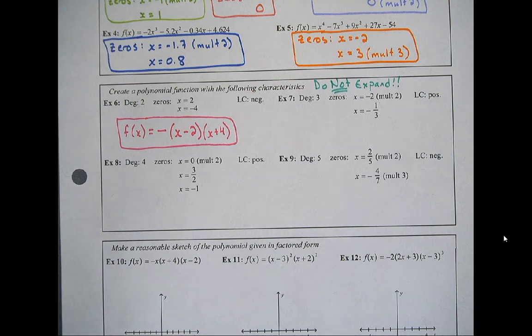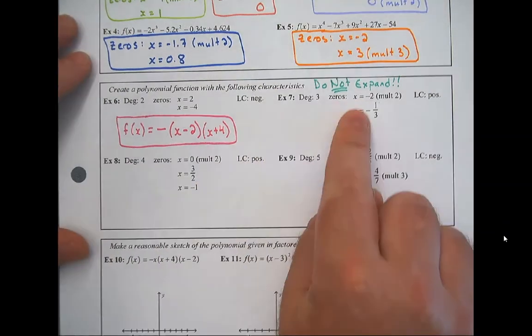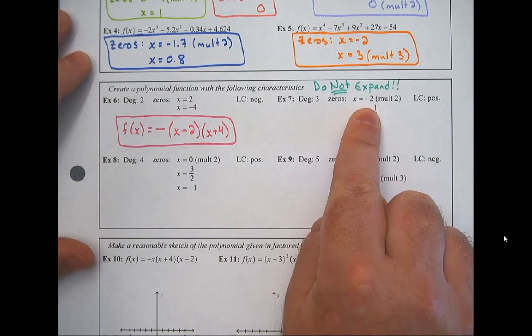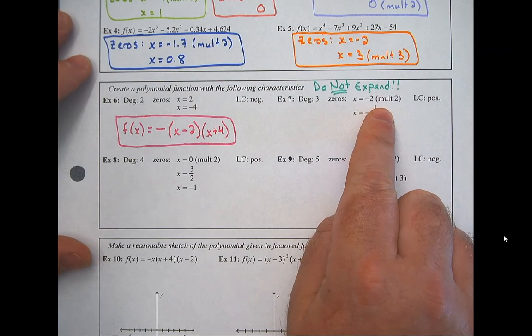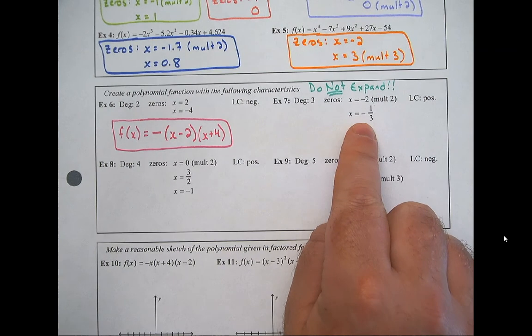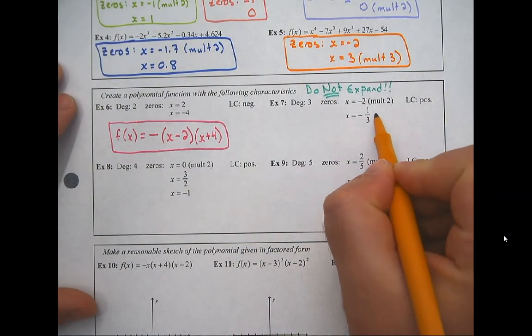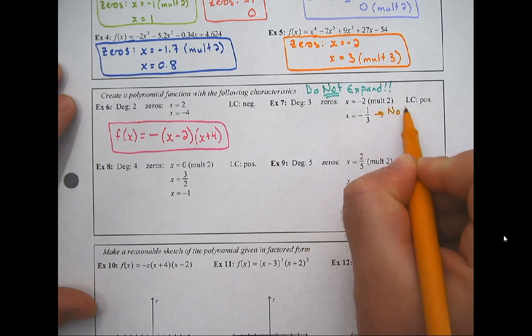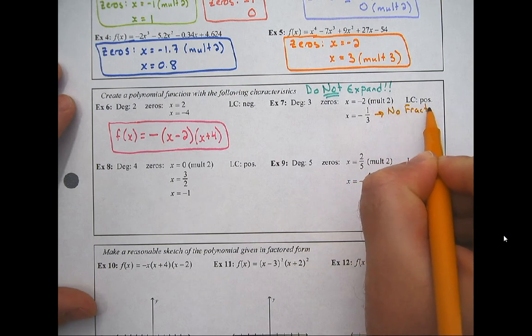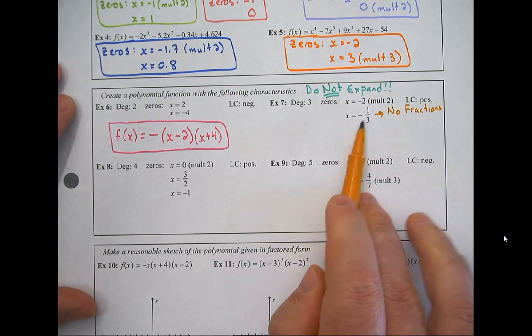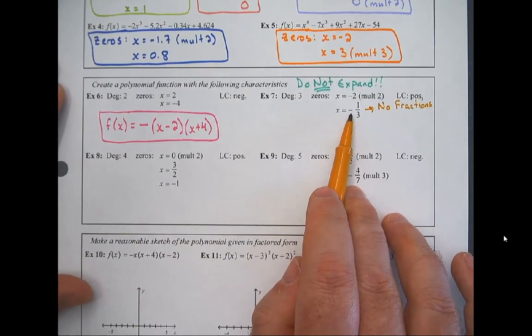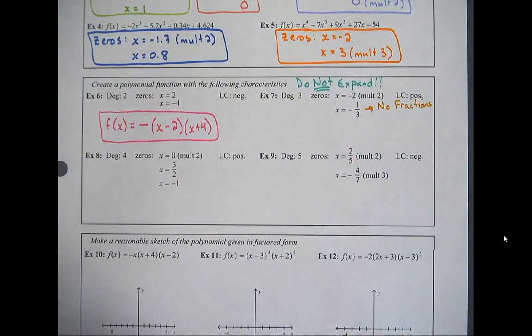Okay, so next up, we've got degree 3. We've got x equals -2 with a mult of 2. We're going to talk about what that looks like. And then we've got this one weird fraction thing. So you're not allowed to have fractions. So let me make that little note right now. No fractions. So what we need to do is a little bit of algebra when we reverse ZPP.